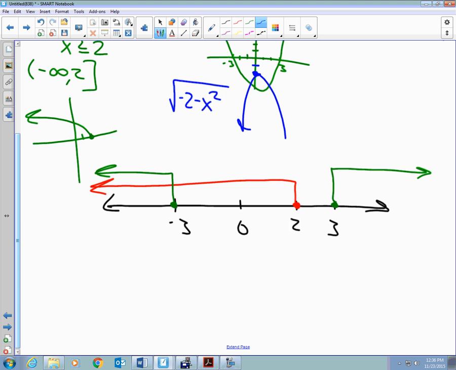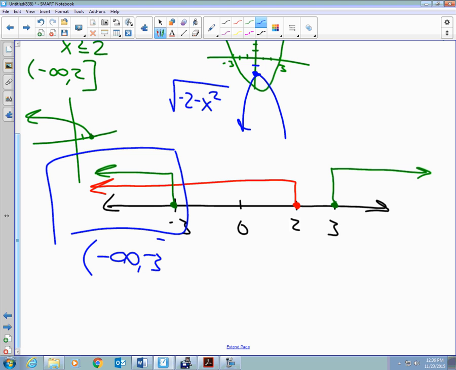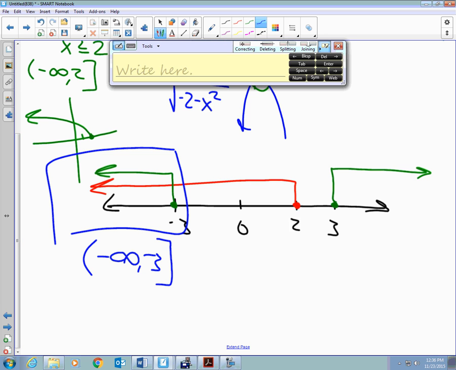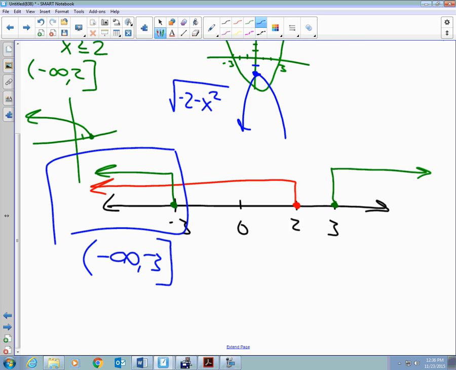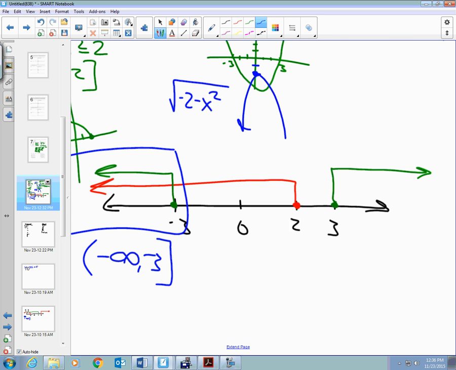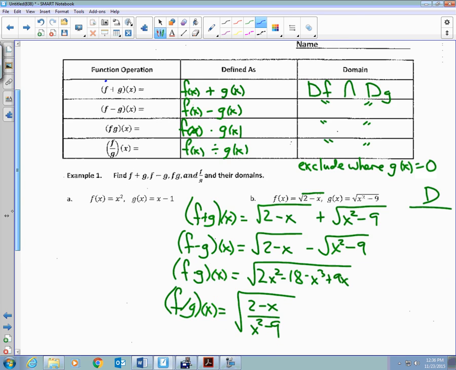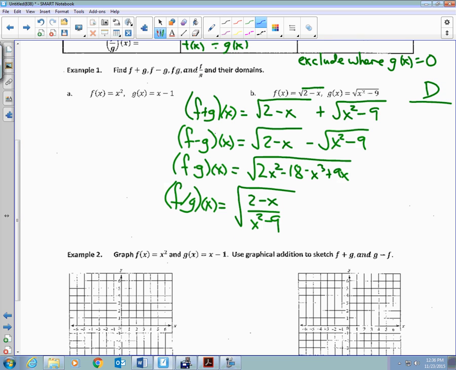Do they overlap here? Do they overlap here? Do they overlap here? Do they overlap here? Yes, they overlap everywhere here, okay? From negative infinity to -3. That will be their intersection. So let's go back to our chart and we'll write it like it matters. The domain from negative infinity to -3.